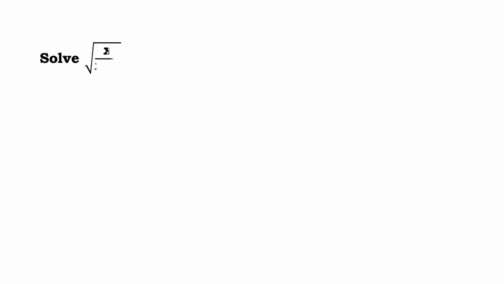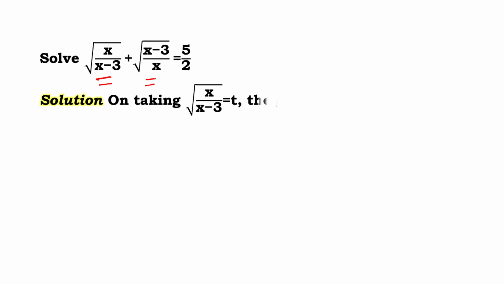Next example, if this is given, how to solve this? You just have to see the pattern of this equation. This is not quadratic now, but we can convert this into quadratic if we assume one term as t, right? You're getting the second as 1 by t because both are reciprocal to each other, so easily we'll get this number, right?